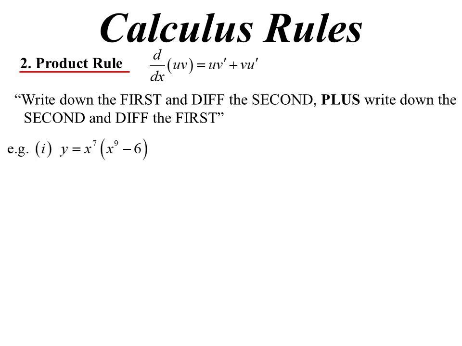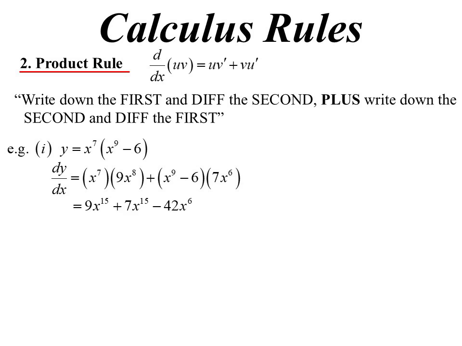Now, look, I'll admit it's probably quicker to expand this one out, but we can use it as an example. We've got two functions of x multiplied together. So what do I do? I write down the first: x to the power of 7. Diff the second. Well, if I differentiate x to the power of 9 minus 6, I get 9x to the power of 8. Plus, write down the second. So I write the second function down. Diff the first: 7x to the power of 6. And I've got my answer. Tidying all that up, and we get, there it is, 16x to the 15 minus 42x to the 6.